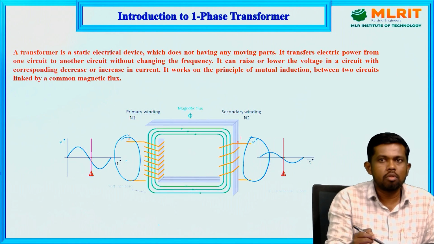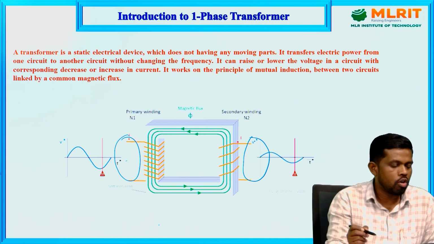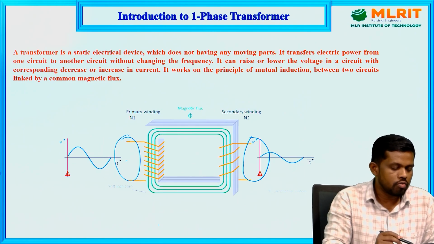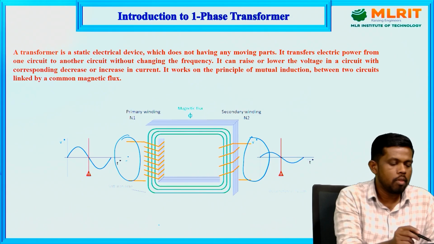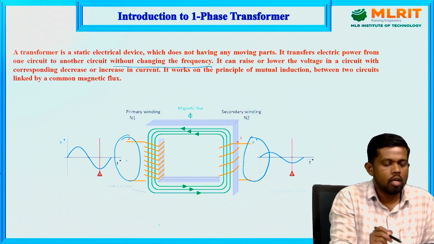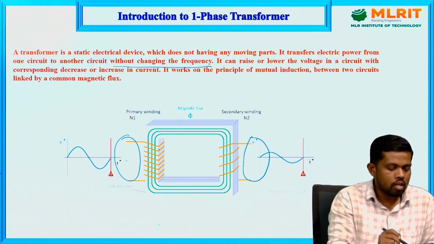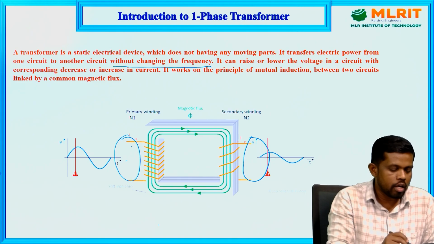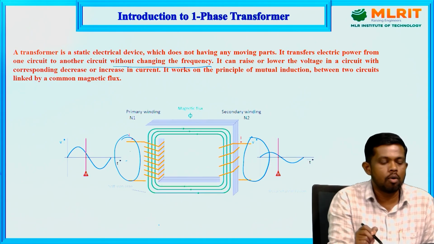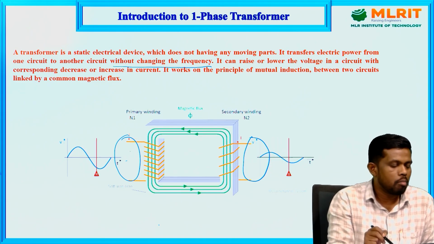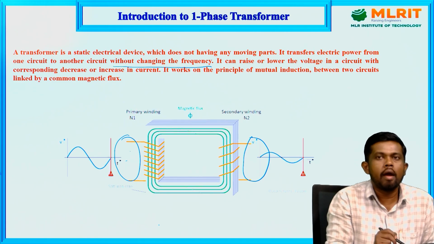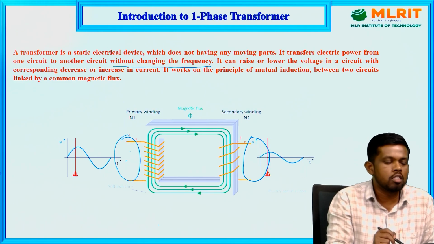So the entire system is going to get collapsed. That's the reason why we can't get changes in the frequency from the primary to secondary. So that's what we can say: without changing frequency, it is only transferring the power from one circuit to another circuit in the magnetic media only. So it is used for enhancing the power levels and also decreasing the power level.